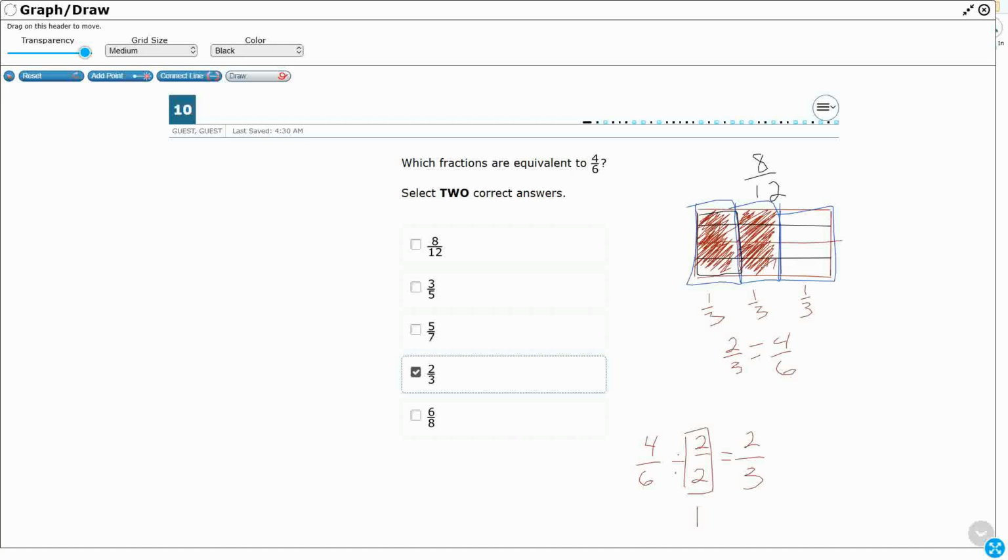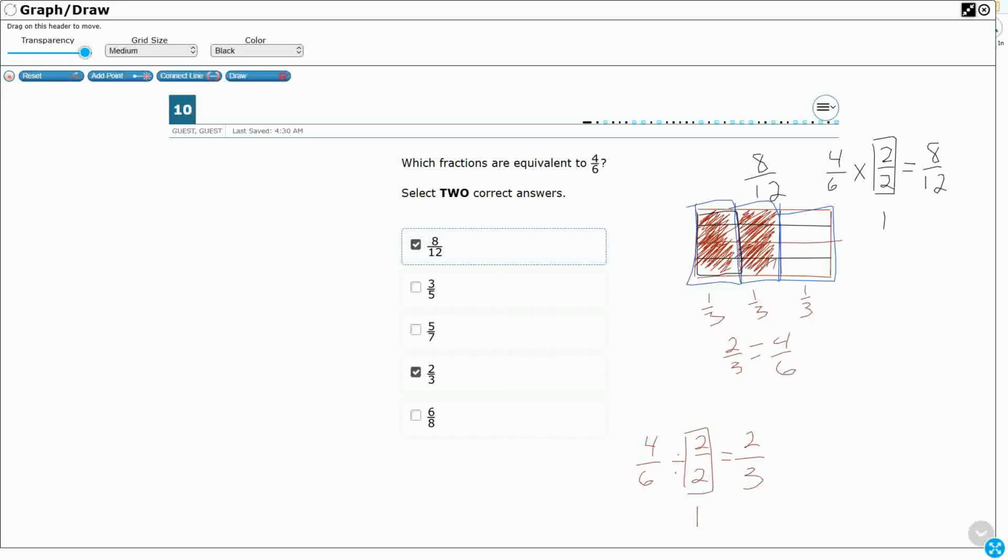I took my 4/6 and I multiplied it by 2 because I cut each one in half. And I get 8/12. You can multiply by 2 over 2 because that's just equal to 1. So you're really multiplying 4/6 by 1 and just making it look different. So that's going to be our other one.